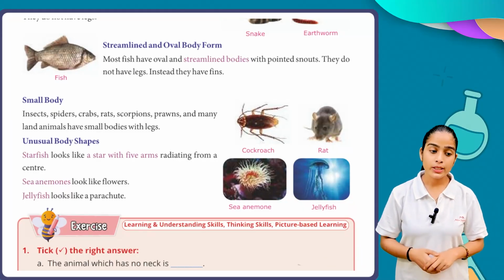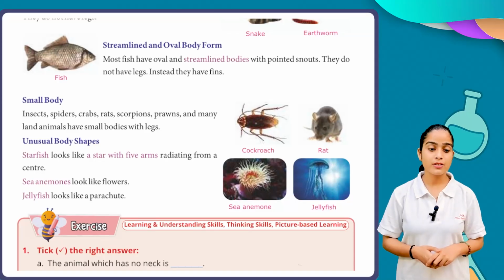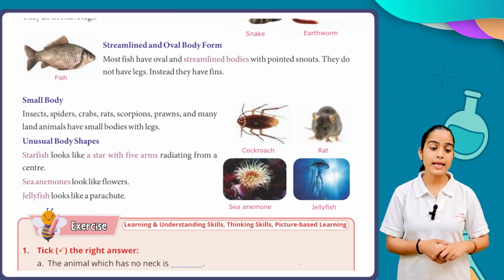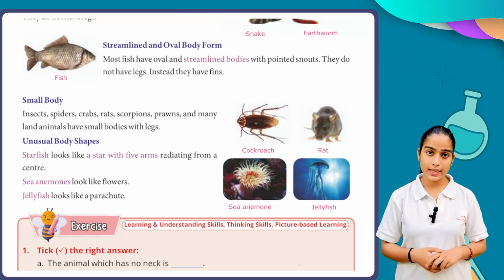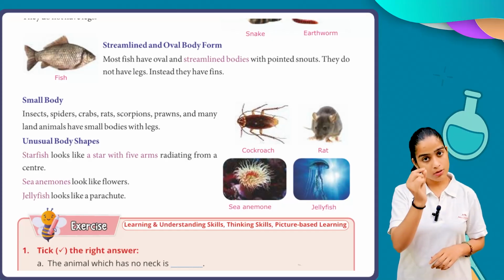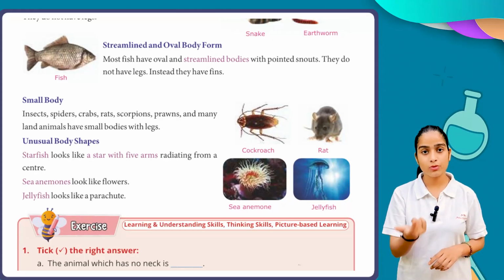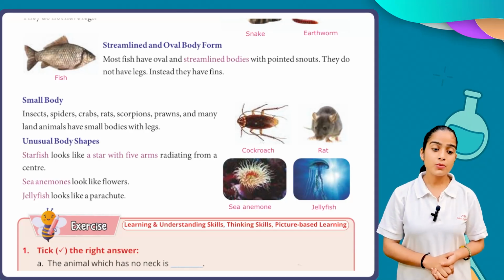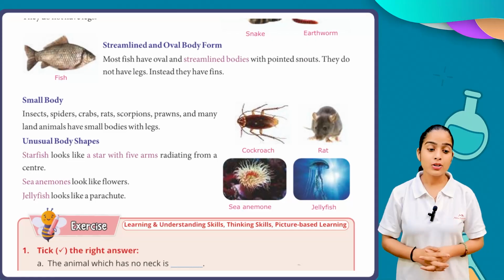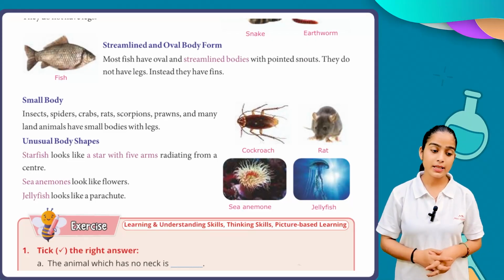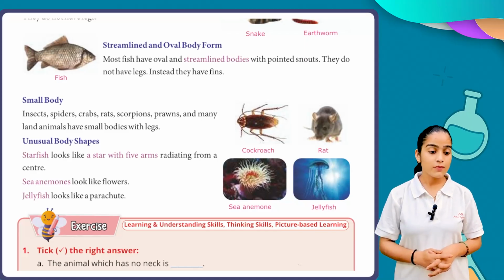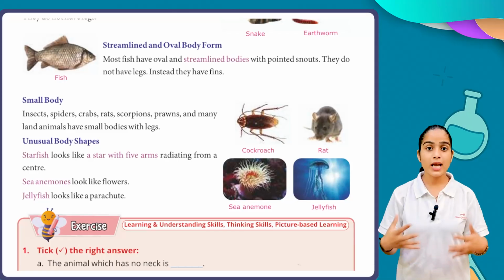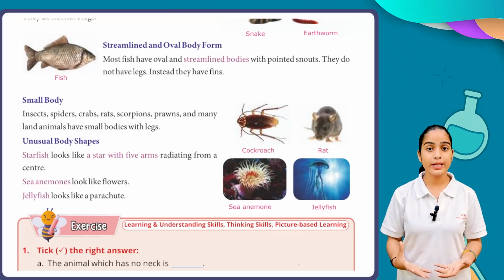Now, small-bodied animals: insects, spiders, crabs, shrimps, scorpions, prawns and many land animals have small bodies with legs. Because they are insects, they should be small in size, right? Now, unusual body shapes. We have the starfish, a star-like structure with 5 arms radiating from a center. Sea anemones look like flowers and jellyfish look like a parachute. So we have unusual body shapes as well in animals.